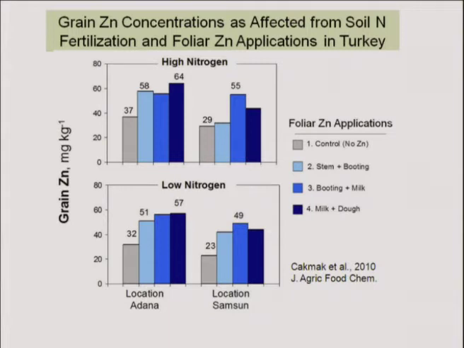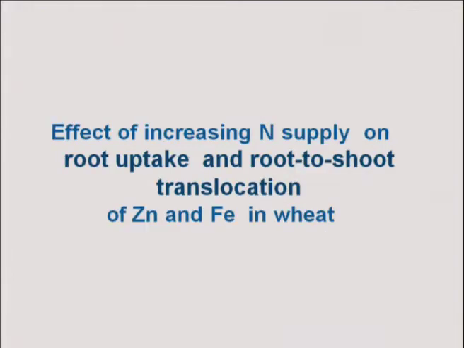And the same effect, we know, was also published by Glenn McDonald. He showed that sulfur also contributes very positively to accumulation of zinc in the seeds. So sulfur and nitrogen are really important components in the whole story, contributing to the zinc concentration of the grain.